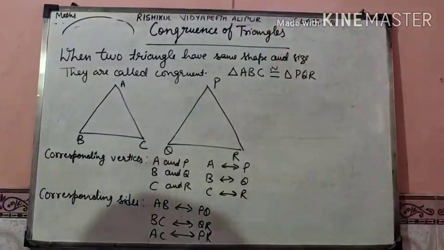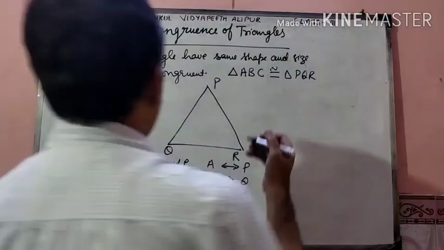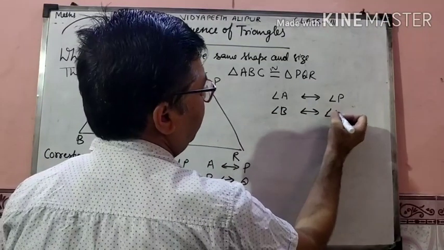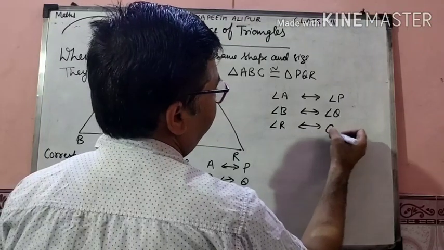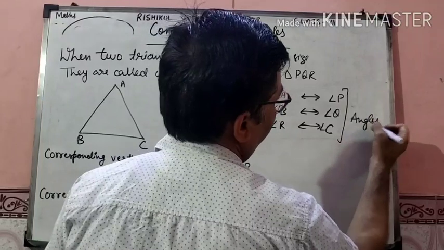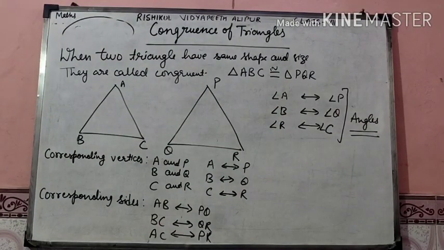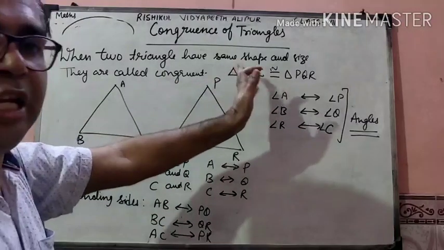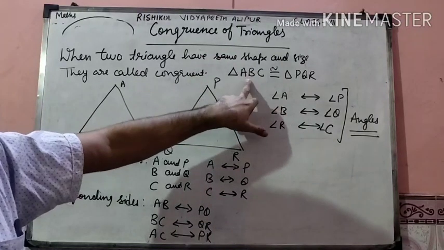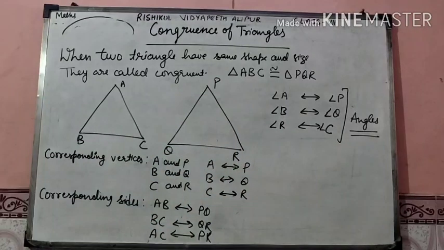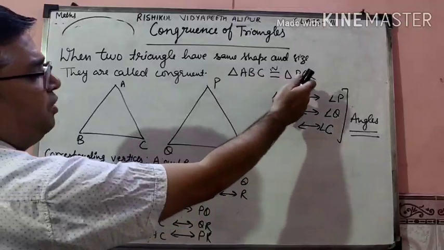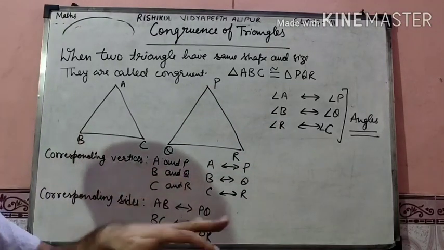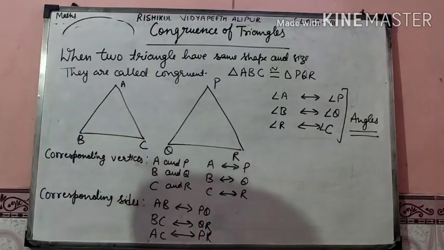Similarly, corresponding angles, about angles. So here what will be? Angle A corresponding to angle P, angle B corresponding to angle Q, and angle C corresponding to angle R. This is related to angles. So when two triangles are congruent, then we must be very particular, yes students, about the naming and presentation. We can write the name ABC somehow, as ABC, BCA, or CBA, but we have to change the second triangle according to the first one. So we must be very careful about writing the names, corresponding vertex to vertex, corresponding sides to corresponding sides, and angles to angles.